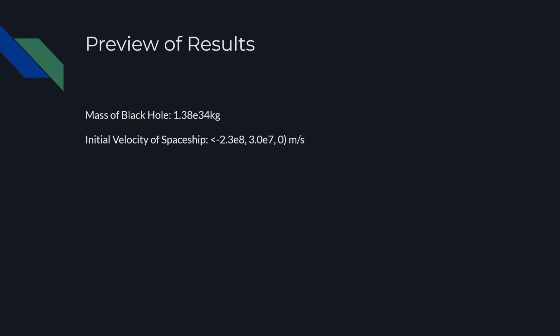A preview of the results is that the mass of the black hole is 1.38 times 10 to the 34th kilograms, with the initial velocity of the spaceship being negative 2.3 E8, 3.0 E70 meters per second in vector format.